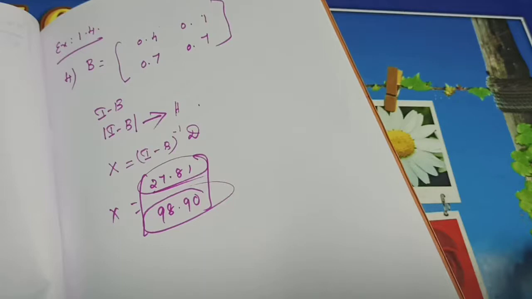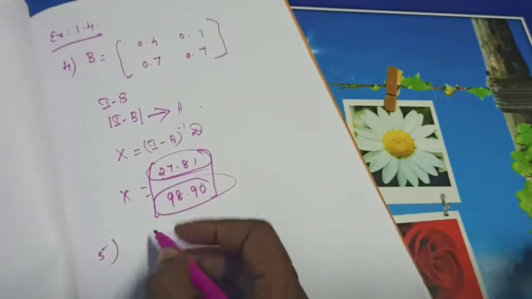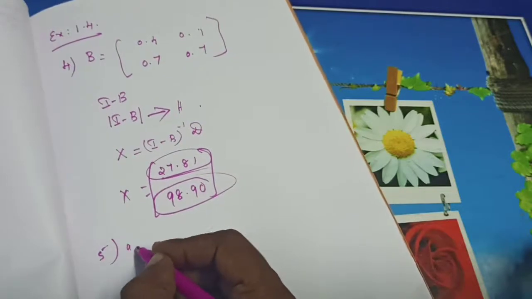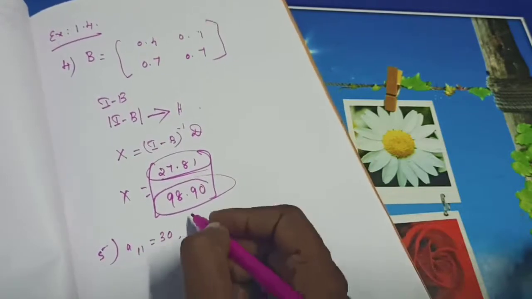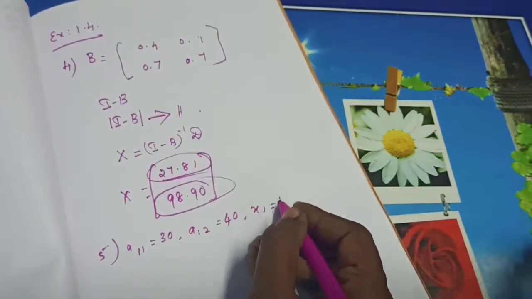If the domestic demand changes to 80 and 40 units, that is the D value. Then, what should be the gross output of each sector in order to meet the new demands? I am just giving the outline of what you need to do. To find the technology matrix, from the tabular column, A11 is given as 30, A12 equal to 40, and x1 is given as 120.